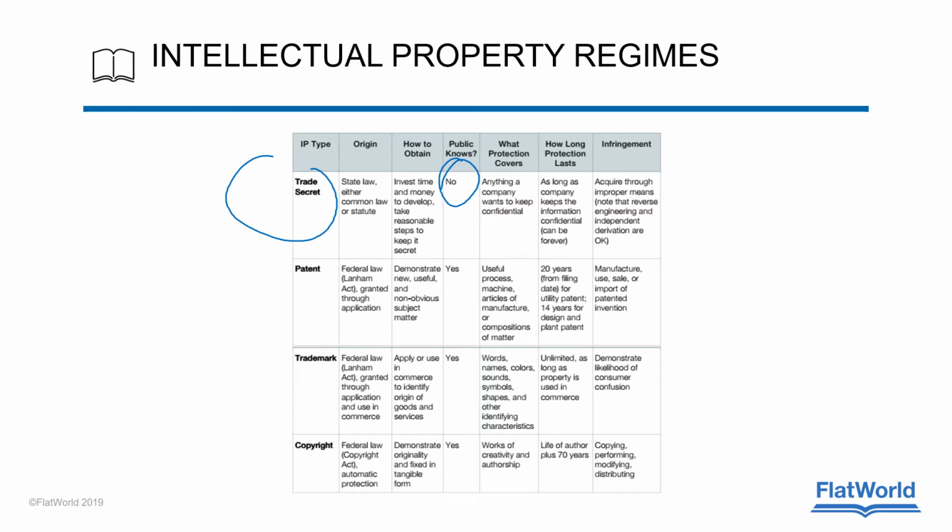Then there are patents. This is a useful process, machine, articles of manufacture, or compositions of matter. We'll talk about these as we go along. And there are trademarks. So these are words, names, colors, sounds, symbols. And copyright, so this is works of creativity and authorship. So you can think about art and the written word.